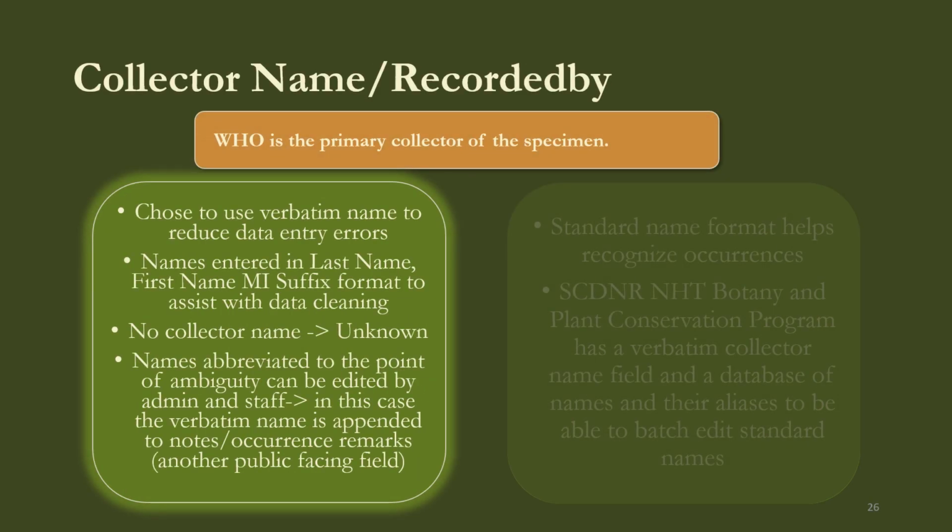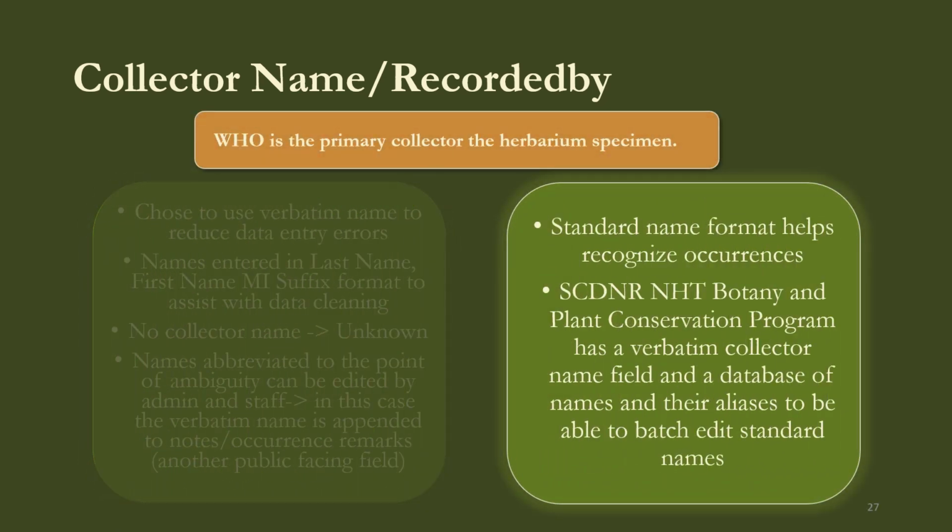The collector name / recorded by field indicates who the primary collector is for that specimen. At USCH, we choose to use the verbatim name included on the label to reduce data entry errors, but we enter it in a specific format. That is, capitalized last name, comma, capitalized first name, and then the middle initial, and if applicable, the suffix. If there is no collector name, we enter the capitalized word unknown. If names have been abbreviated to the point of ambiguity, admin and staff may edit the name to a standardized version and append the verbatim name to the note / occurrence remarks field, which is another public-facing field.